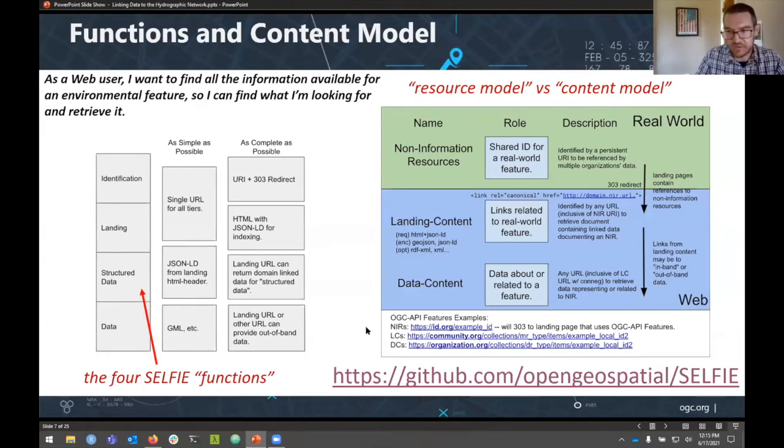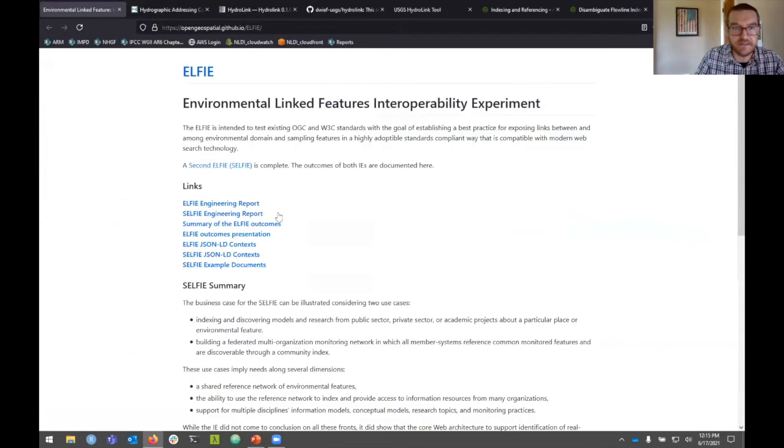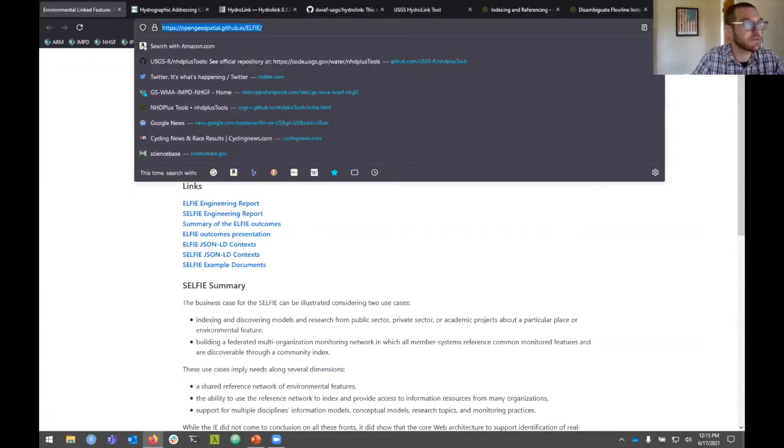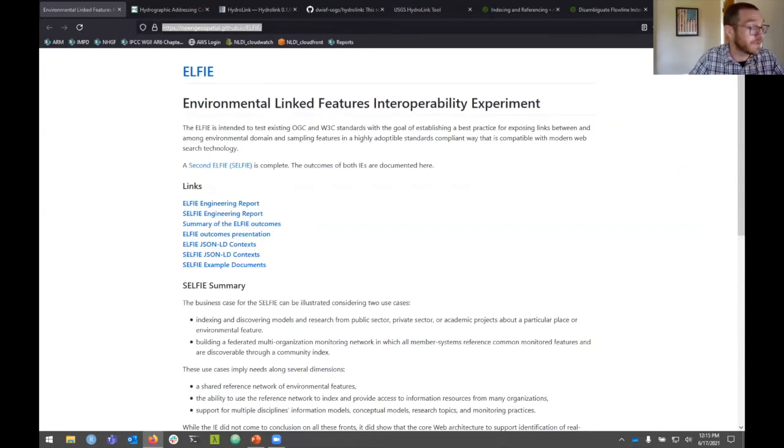And if you just Google Open Geospatial Consortium ALFIE, you'll find this page pretty quickly. This is the Open Geospatial GitHub.io ALFIE page. And while I'm on here, I believe I can chat links at you if I can find the chat. So that's the first resource jumping off point. The ALFIE and SELFIE engineering reports are very approachable. I'm incredibly proud of those two pieces of work, and highly recommend them if the piece of this that I just went through is interesting and you'd like to learn more. They're not long, they're not hard to read, and especially the executive level summaries are really digestible. I'd really recommend taking a look at some of those materials.